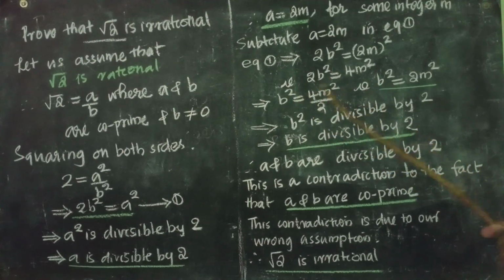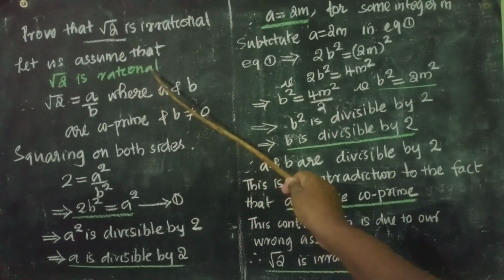Take 2 to right side. We get b square equal to 4m square by 2. That is b square equal to 2m square. Again we got b square is 2 into another number. So we can write b square is divisible by 2. If b square is divisible by 2, we can write b is also divisible by 2 by theorem 1.3. Here we got a is divisible by 2. Here we got b is divisible by 2. So we got a common factor for a and b. A and b are divisible by 2.